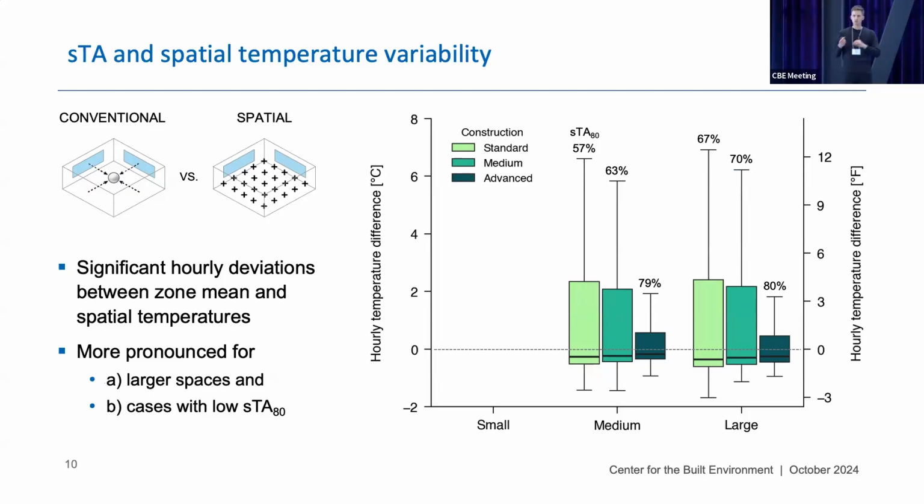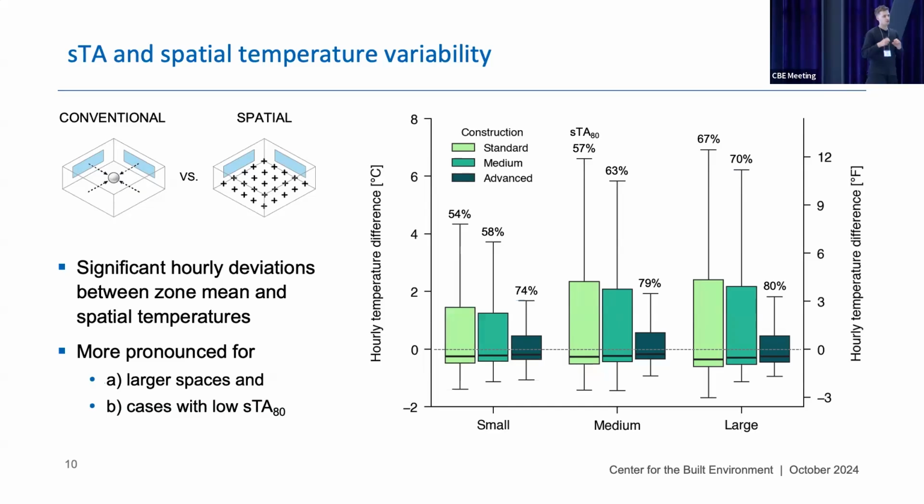If we then look into the large zones, it's kind of a similar picture. And in smaller zones, we have a similar trend, just that the temperature extremes and the variation is not as high. So what does it tell us? In this case, it tells us that there are significant hourly deviations that we wouldn't see if we just look into the zone mean. So spatial simulation and assessment of comfort is important.